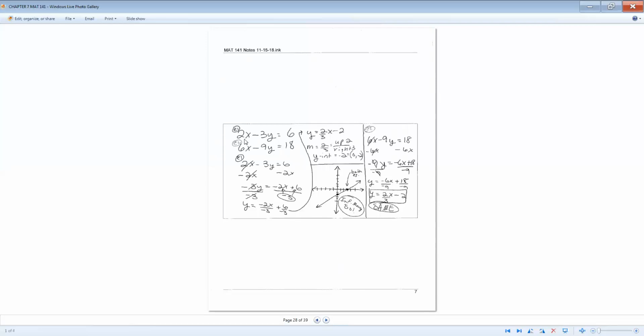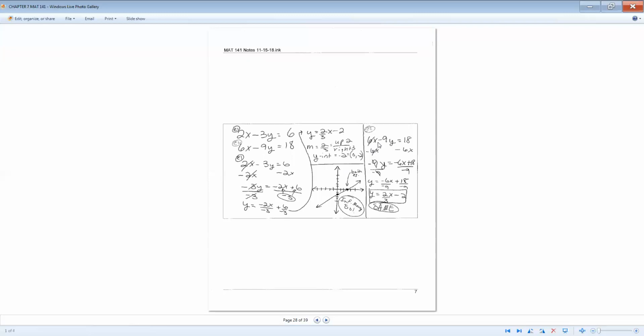All right, so for this next one, 2x minus 3y equals 6, 6x minus 9y equals 18. Once again, solve my equations for y. Subtract 2x from both sides, then divide by negative 3. That negative 3 goes into each. That'll give me 2/3 x minus 2.